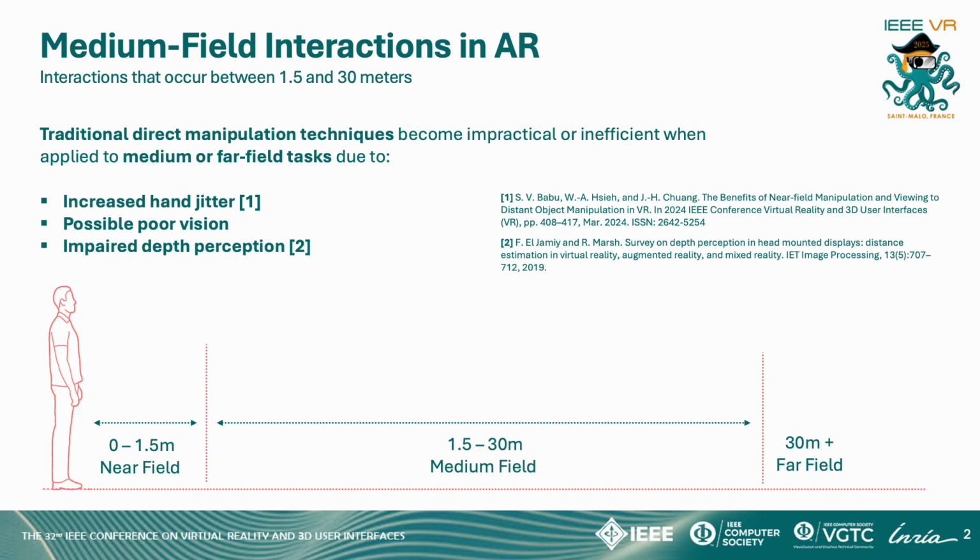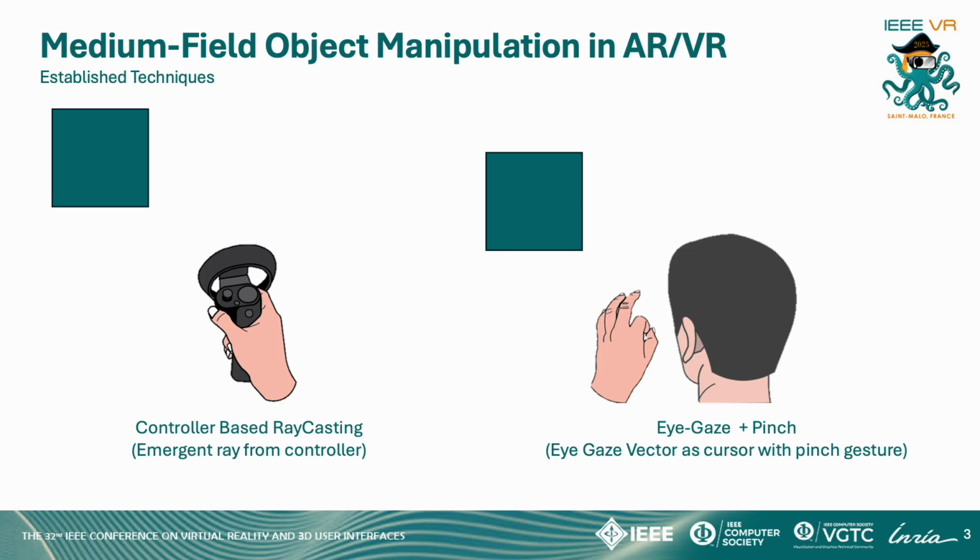techniques are effective in near field scenarios, they often become impractical or inefficient when applied to medium or far field tasks. This is mainly due to increased hand jitter, possible poor vision, and impaired depth perception. So, to address these challenges, novel interaction techniques have been developed and refined over time with the goal of offering distinct advantages depending on the task and context.